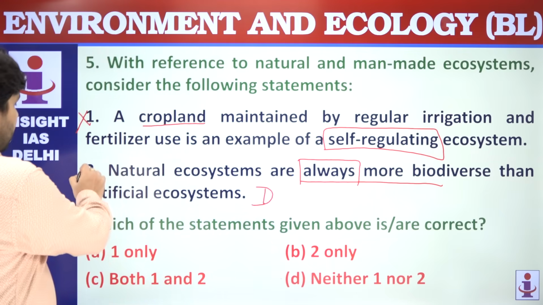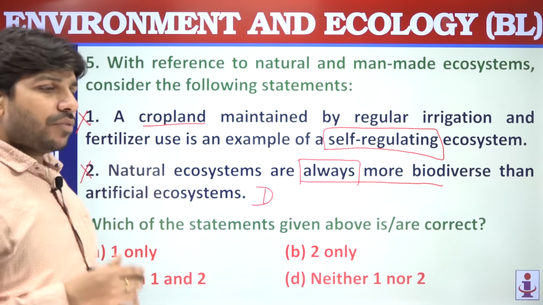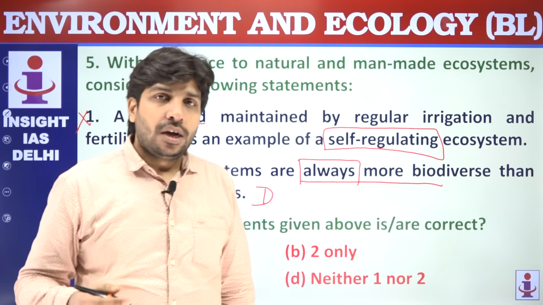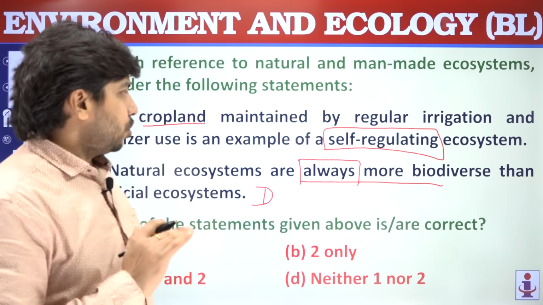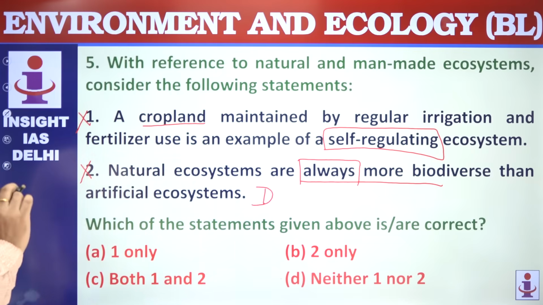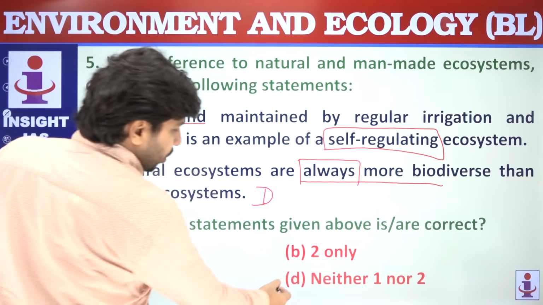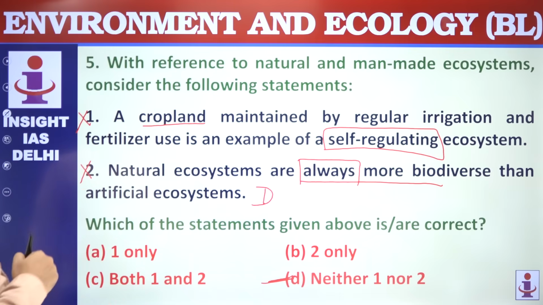So this statement is not correct because on several occasions you will find that man-made ecosystems are more biodiverse than natural ecosystems. So both these statements are not correct. Option D will be the correct answer.